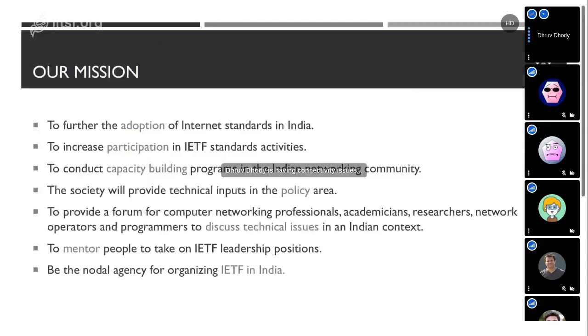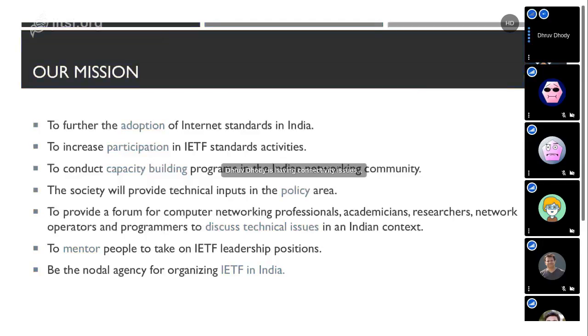We want to become a forum where we can discuss technical issues which are specific to the Indian context. We know that we have specific internet and networking problems which are unique to India, so we wanted to become the right forum to discuss them and then take them to IETF. We will mentor people when they come to the IETF for the first time, and slowly rise in the IETF leadership as well. Our aim is to get IETF to India in future. There has been ICANN and other international meetings in India, so IETF seems to be the next big internet meeting that we should definitely hope to have in India.